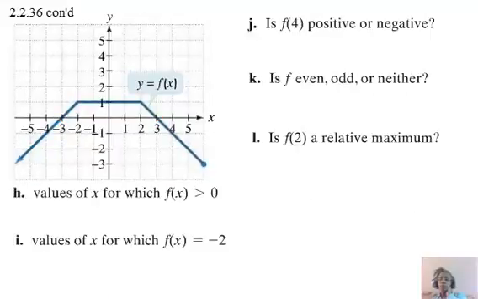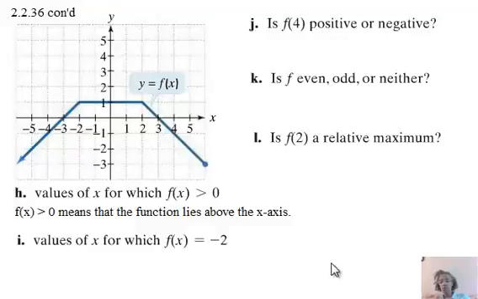Alright, so let's continue with this problem. For which values of x, we want to find the values of x for which f of x is greater than 0. So we want to give the x values of the points that correspond to points that lie above the x-axis. So we see this portion of the graph where my cursor is pointing lies above the x-axis. So let's write that using interval notation.